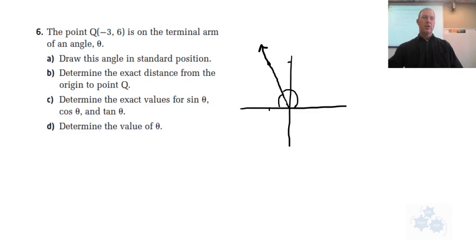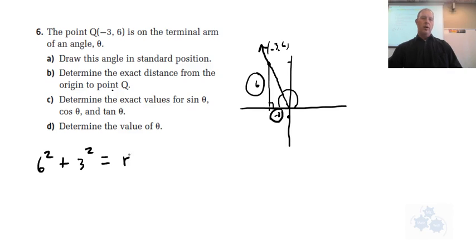But the reference angle is going to help us give all the values for the trig functions. So here's (-3, 6). What that means is that this is -3, this distance from here to here, and this distance over here is 6. So we have a little right triangle that's made. The exact distance from point Q to the origin uses Pythagoras' theorem. We have 6, and you can use -3 or +3, it doesn't really matter. So 6 squared plus 3 squared is going to equal r squared, and this is going to be r here.